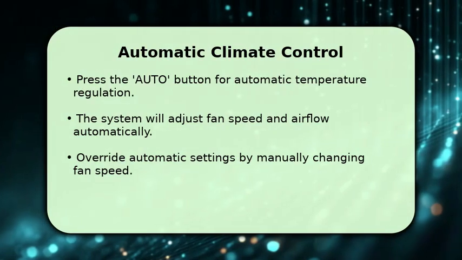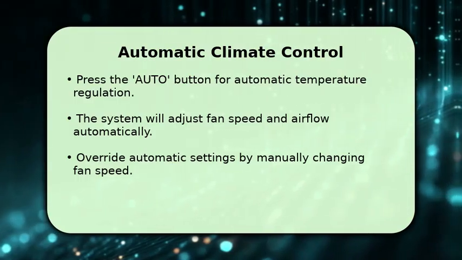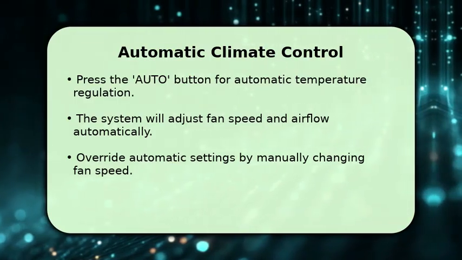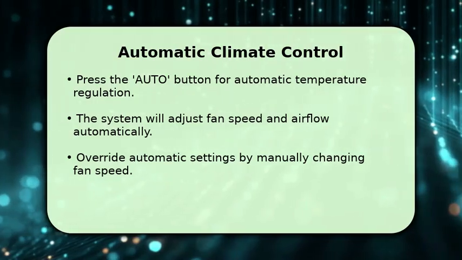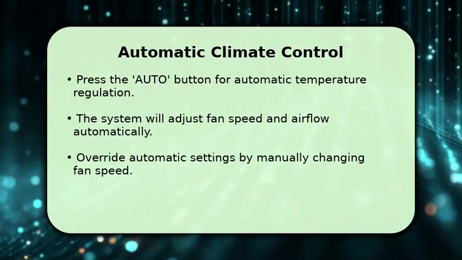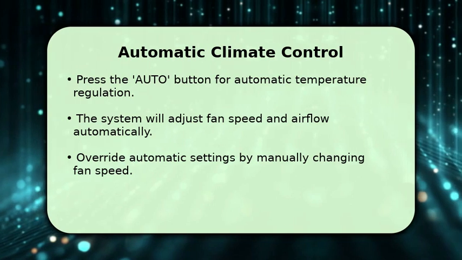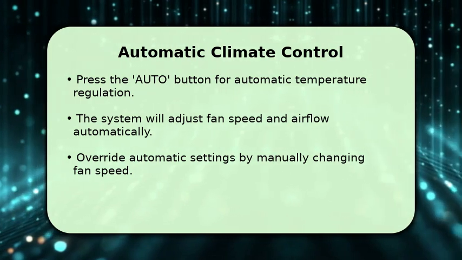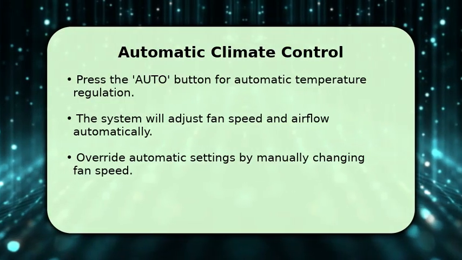For ultimate convenience, your Kia Sportage likely has an auto climate control feature. Simply press the auto button, set your desired temperature, and the system will automatically adjust the fan speed and airflow to maintain it. You can always manually override the fan speed if you prefer. Some models also offer a sync feature to match passenger and driver temperatures easily.